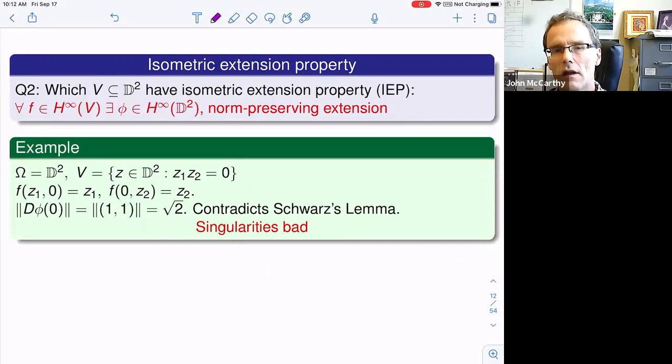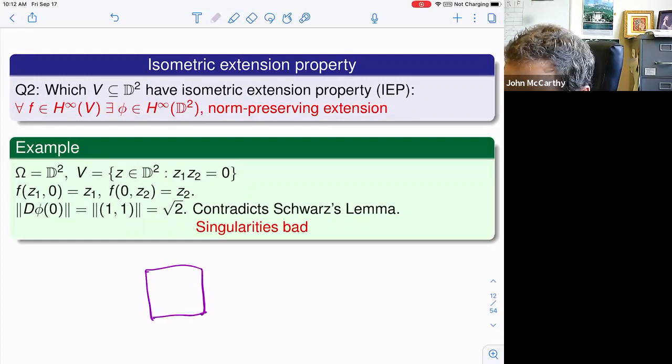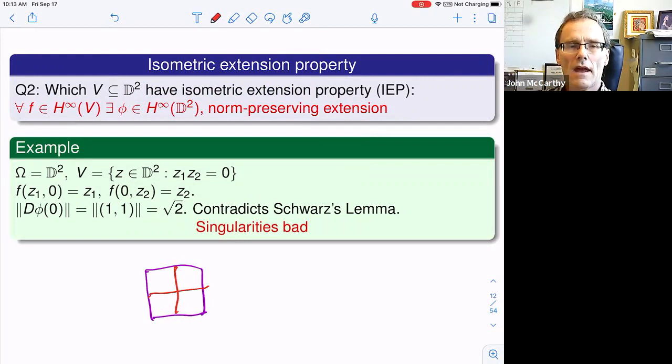So for example, if I chose V to be this cross here, Z1, Z2 equals 0, then it turns out you can't do it. And there's a fairly easy example to see that it doesn't work. I define f, which is just defined on V, this red cross. So V is just two intersecting disks. They intersect at the origin.